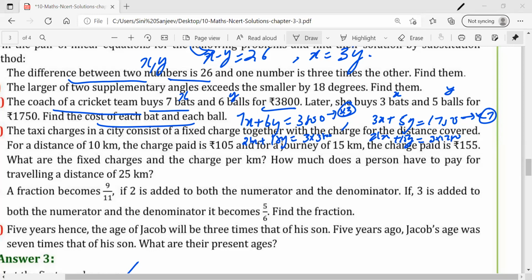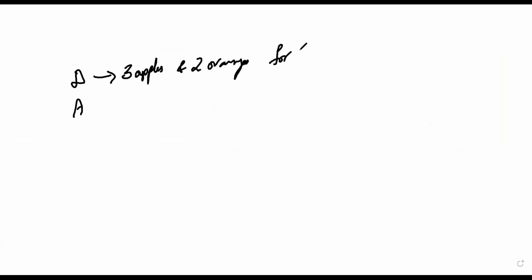See, suppose the same question is, for example, Devasri and Aarti. Devasri goes and buys 3 apples and 2 oranges for 100 rupees in a shop. Aarti goes and buys 4 apples and, let me take, 4 oranges in a shop for 150.